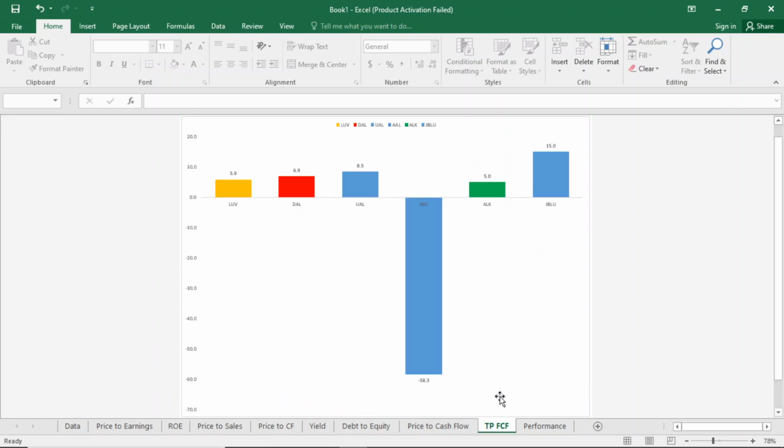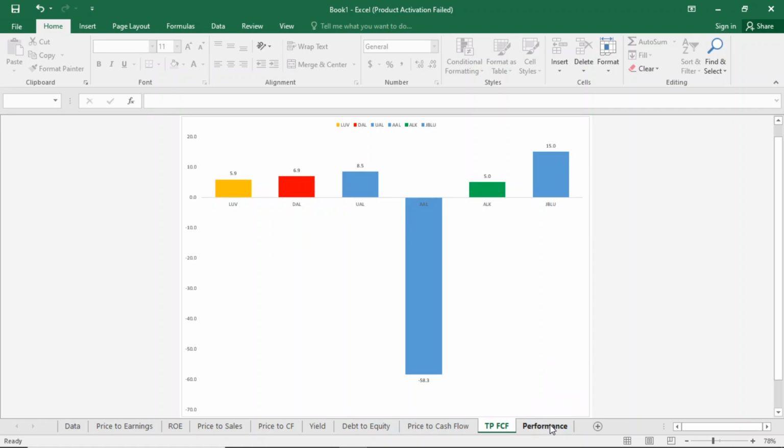And when we look at total price, as a buyer you're going to come in and pay the current shareholders to take over the entire company, and once you take it over and pay off the debt, what is the cash flow that you're going to earn? This shows a completely different picture. So Alaska is earning the most, then it's Southwest, and then it's Delta.